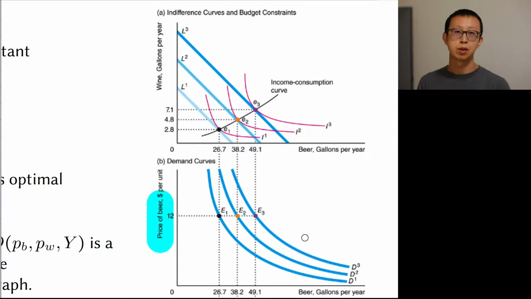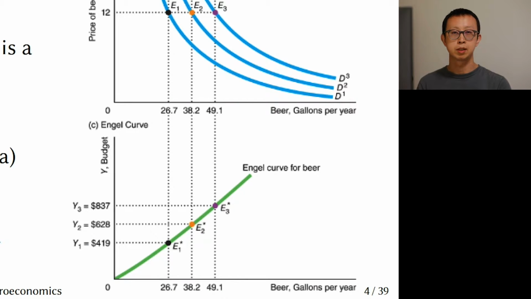In these two graphs, we know changes in income and budget are driving the changes in the quantity demanded, but the budget is always working in the background. One way to explicitly describe this relationship is to plot the budget on the vertical axis and the quantity on the horizontal axis, in order to keep track of the changes in quantity as the budget increases. And this is our third graph below. We have budget on the vertical axis and beer on the horizontal axis.